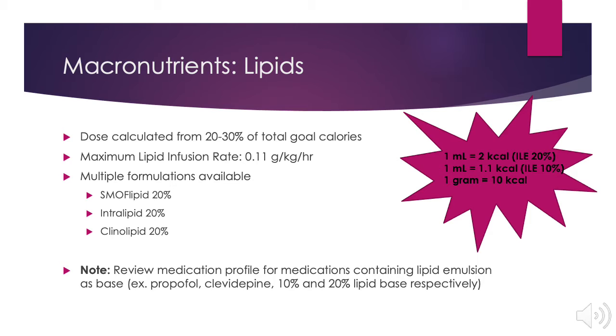Last but not least on the macronutrients are the lipids. IV lipid emulsions are used to provide fat calories for patients who require TPN. The dose is calculated by using 20 to 30% of the total goal calories as lipid calories. Similar to dextrose and glucose infusion rate, the lipids also have a lipid infusion rate maximum. For adult patients, this value should not exceed 0.11 gram per kilo per hour.